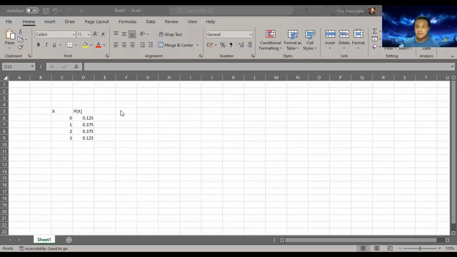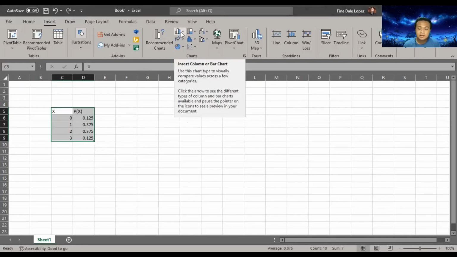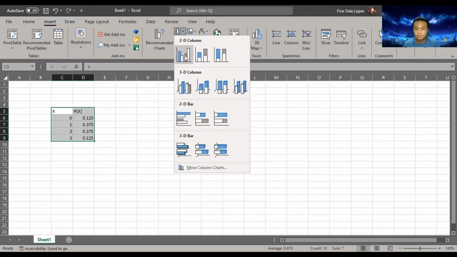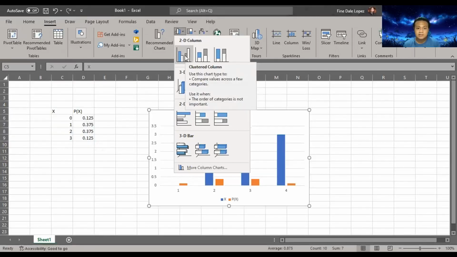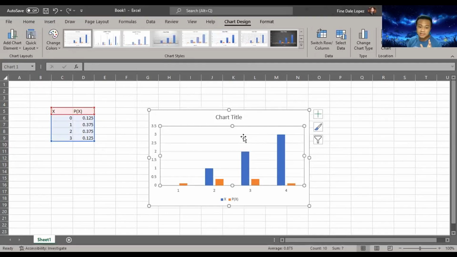So how do we build a probability histogram here? You highlight everything, then go to Insert, then Insert Column or Bar Chart. Click that, and then click the 2D column, the first one that you see. You can see that this is not yet your probability distribution table, so we will change that. Let's delete this because it looks ugly.